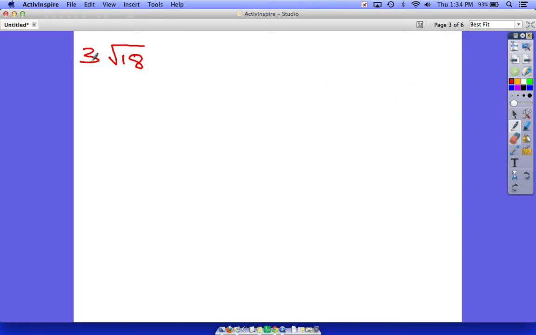Next example. Now we've got a couple different things here. We've got 3 as a whole number times the square root of 18, but I want to simplify this down more. So let me rewrite this. 3 times this right here. What could be two factors I could use for this? Okay, I'm going to do 9 and 2. So 3 times the square root of 9 times the square root of 2.